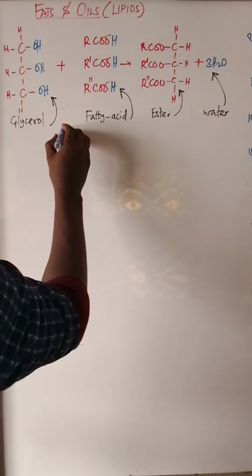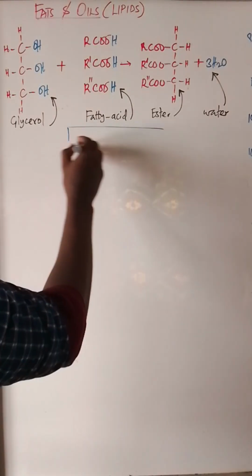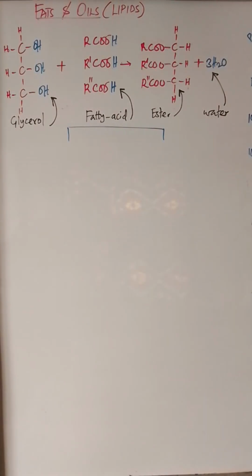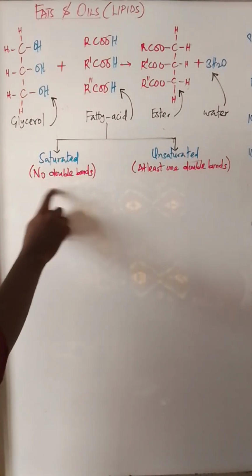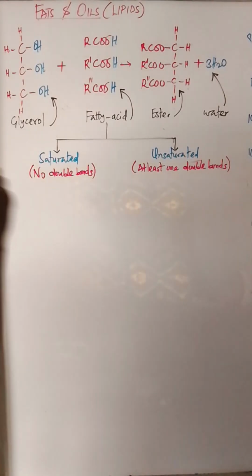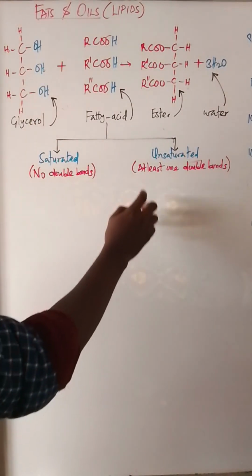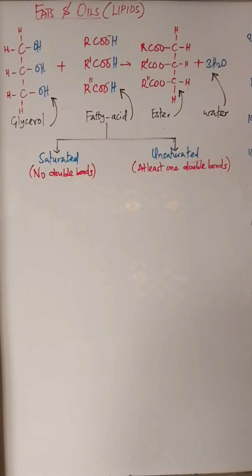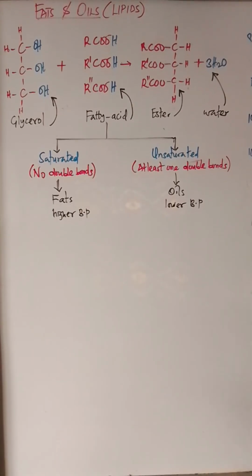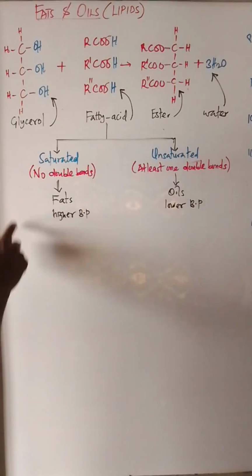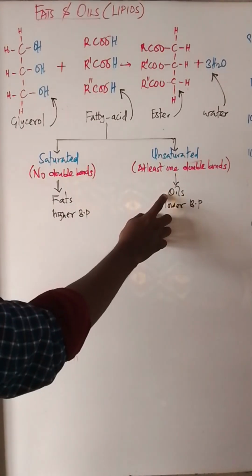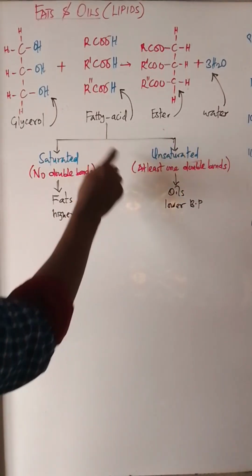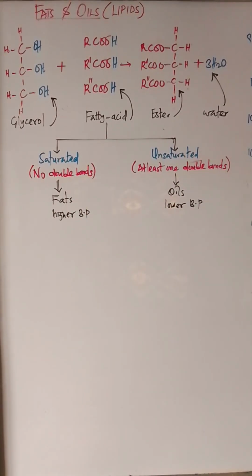Now, most importantly, these fatty acids are categorized into 2. We have the saturated and the unsaturated fatty acid. Similar to saturated hydrocarbon, if the hydrocarbon in the fatty acid is all single bonds, it's saturated. But if the hydrocarbon in the fatty acid, from this alkyl group, has at least 1 double bond, they are what? Unsaturated. So fats are formed from saturated fatty acids and they have a higher boiling point, while oils are formed from unsaturated fatty acids and they have a lower boiling point.